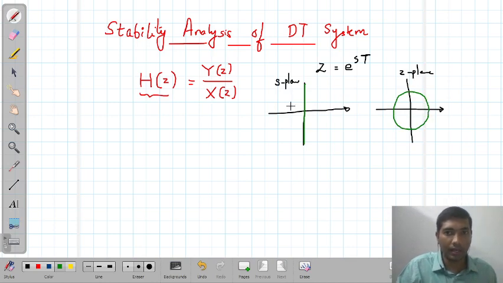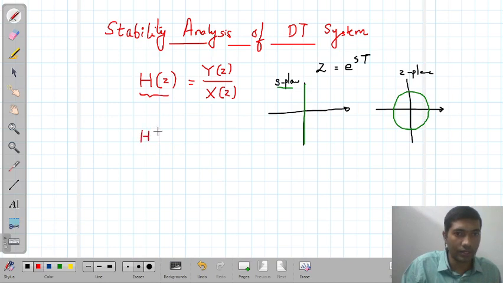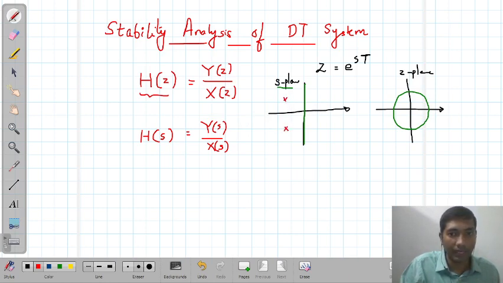If you remember, the condition for stability in the continuous time system, or in the S-plane, concerns the poles of the transfer function. Suppose H of s is the transfer function of the continuous time system, equal to Y of s divided by X of s. We find the poles of this transfer function, and we require all poles to be on the left hand side of the imaginary axis for the continuous time system to be stable.